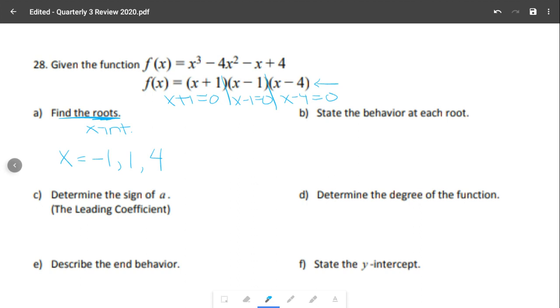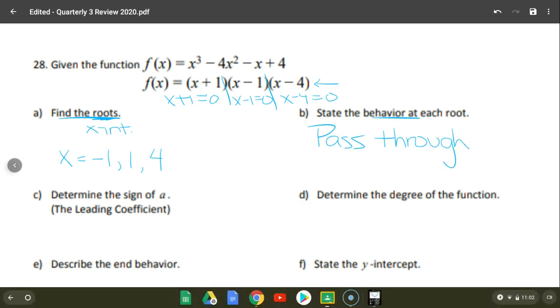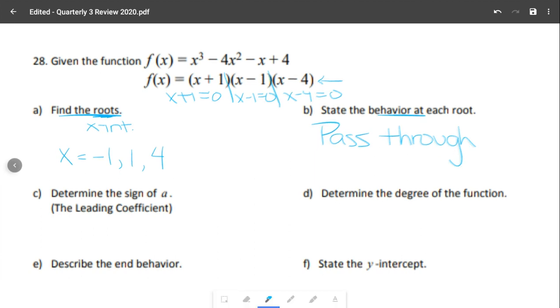We switch the signs. State the behavior at each root. Each one shows up once, so each one is a pass-through. Remember, if it showed up twice, it would be a bounce, 3 times a little wiggle.